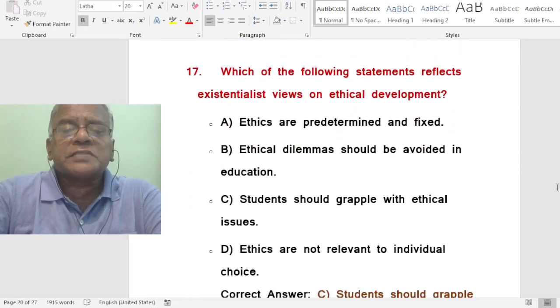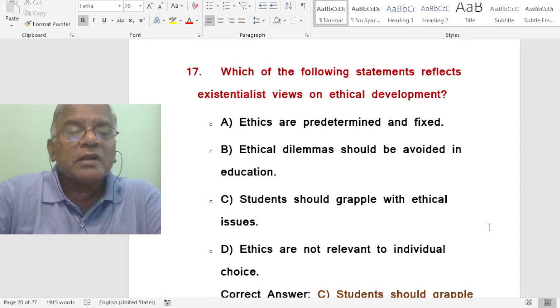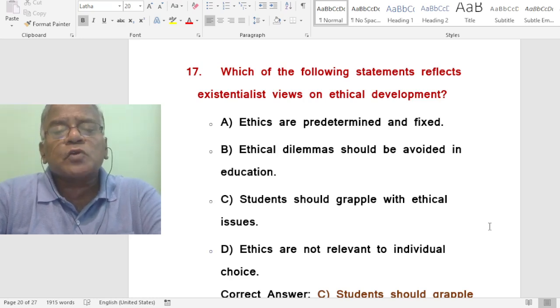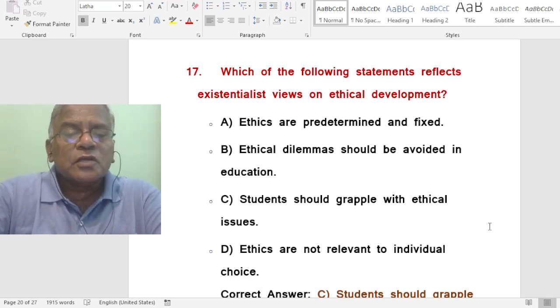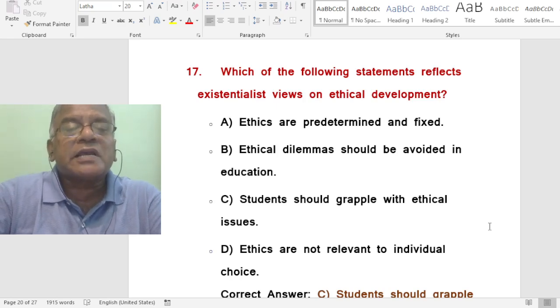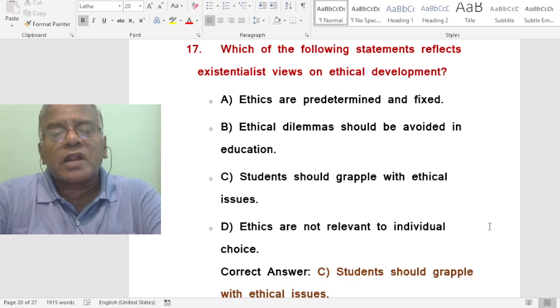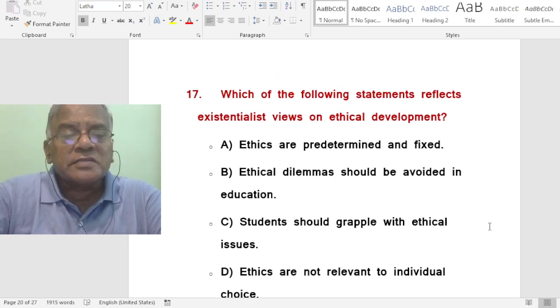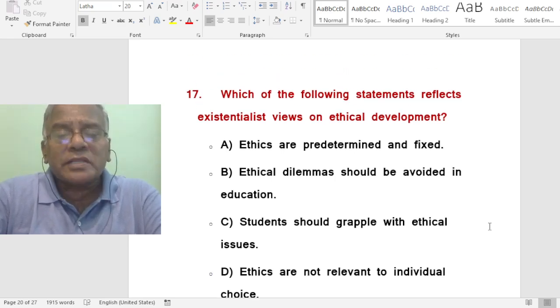Which of the following statements reflects existentialist views on ethical development? Ethics are predetermined and fixed. Ethical dilemmas should be avoided in education. Students should grapple with ethical issues. Ethics are not relevant to individual choice. Which of the following statements reflects existentialist views on ethical development?